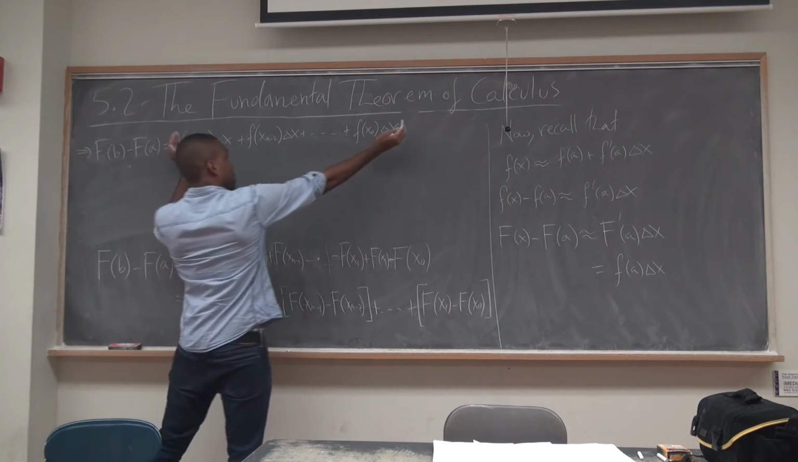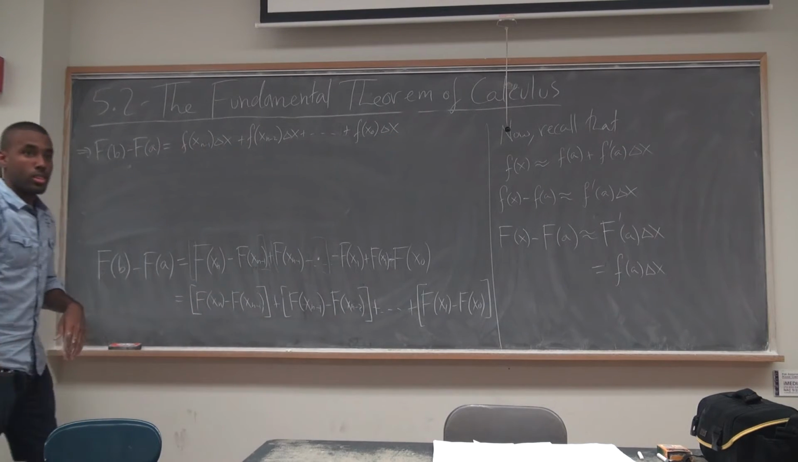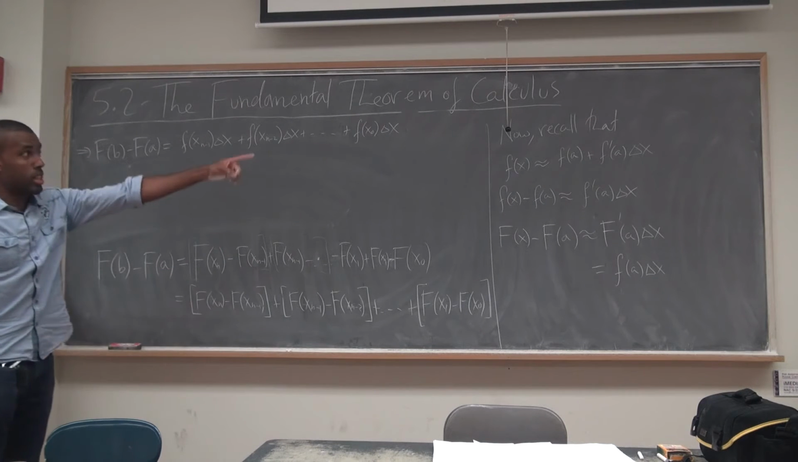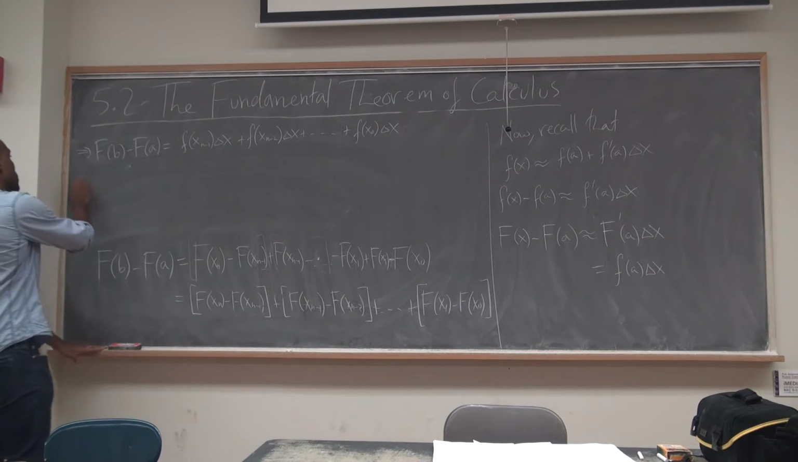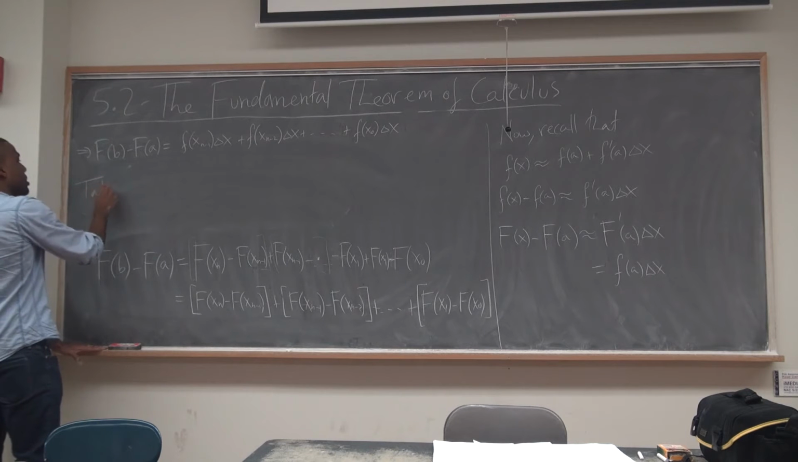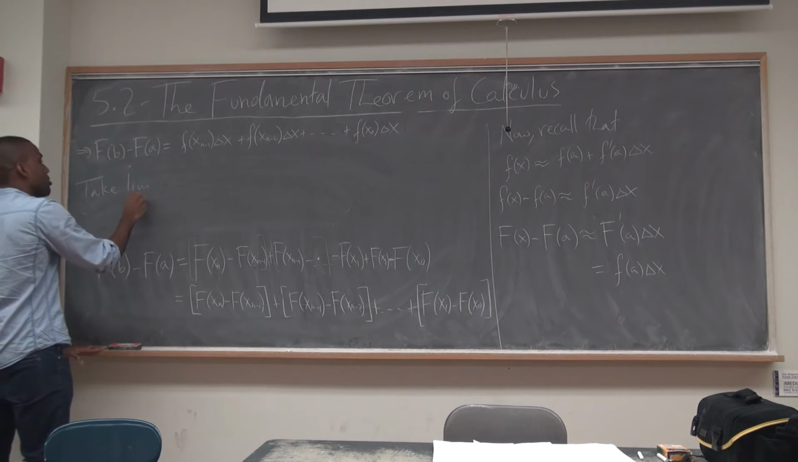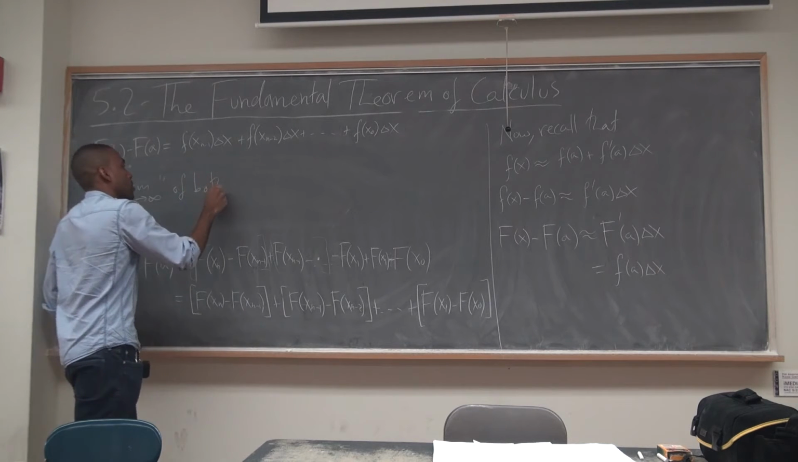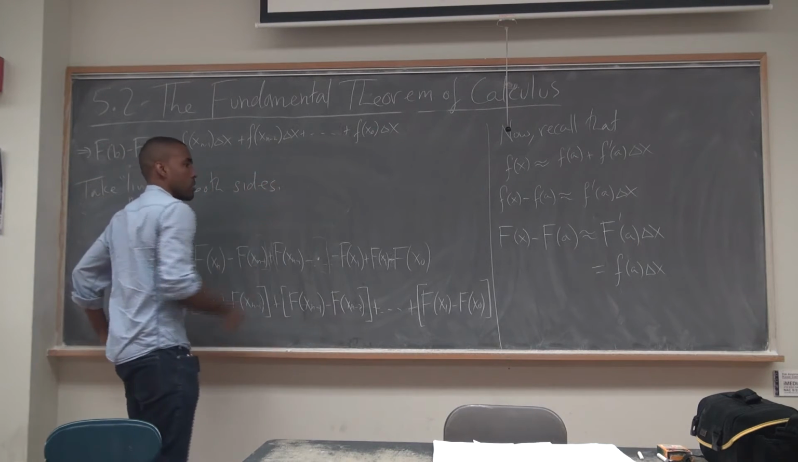Does this thing look familiar? Yeah, we just did something like that. It's a Riemann sum, right? In fact, it's the left-hand endpoints. Now, take the limit as n goes to infinity of both sides. What's going to happen?